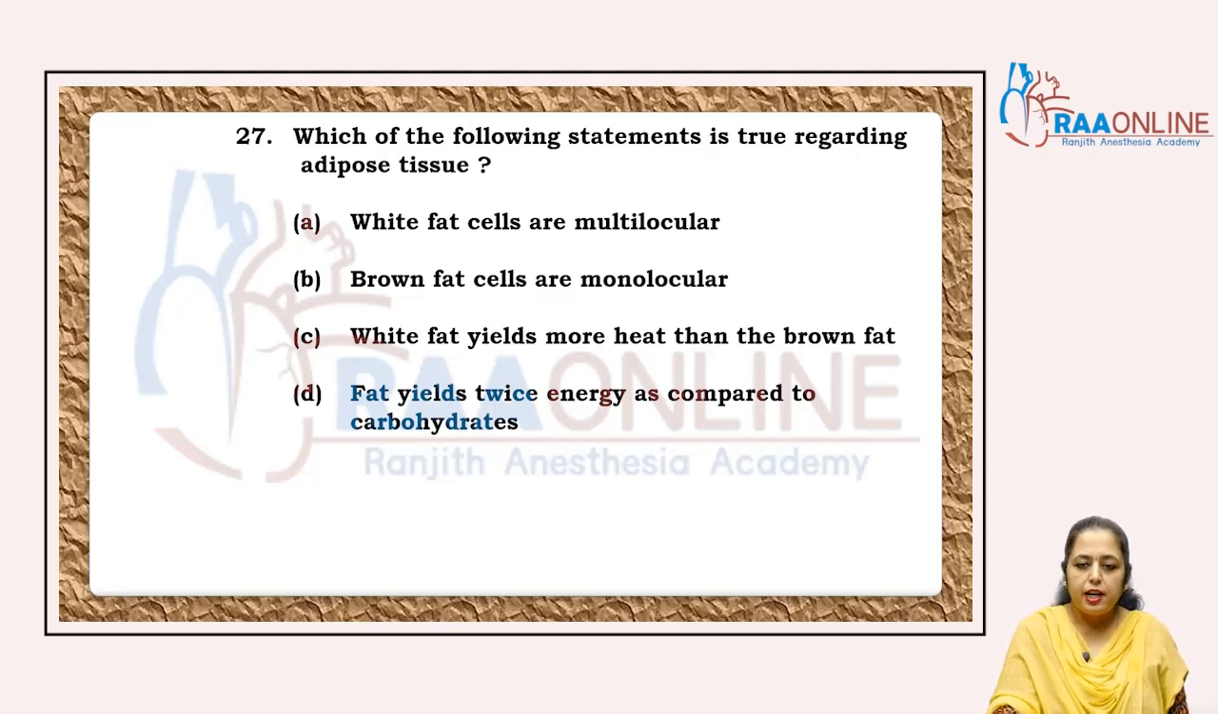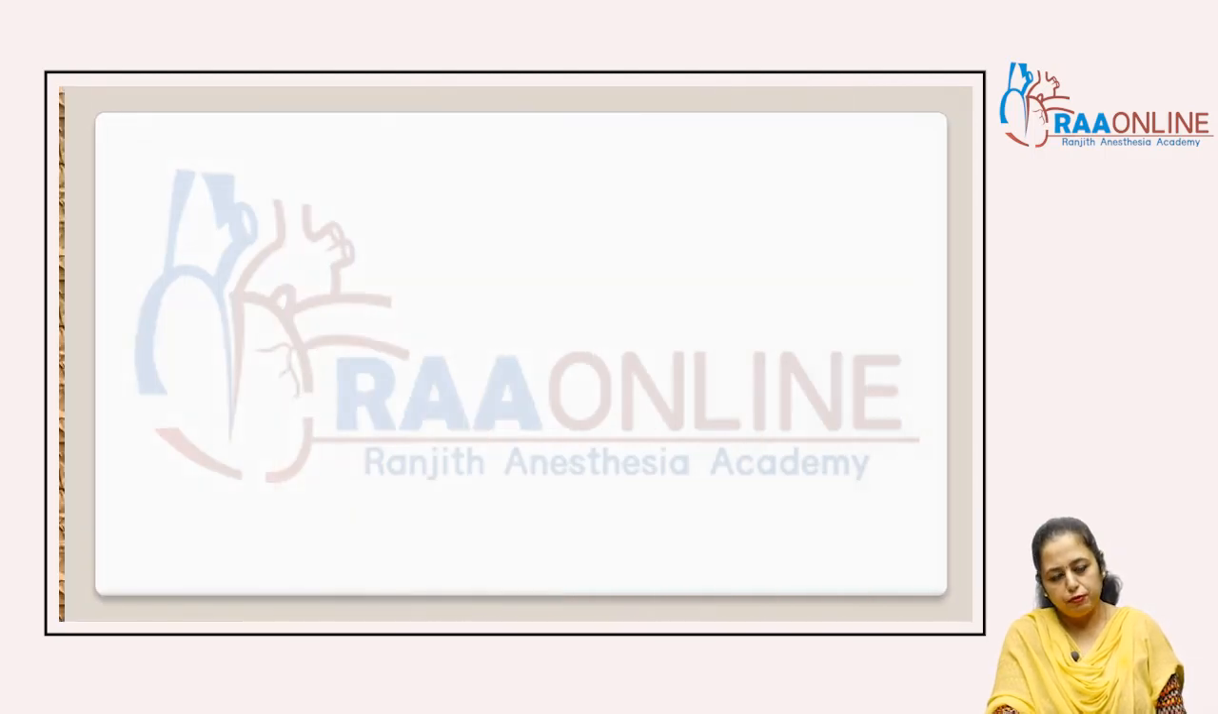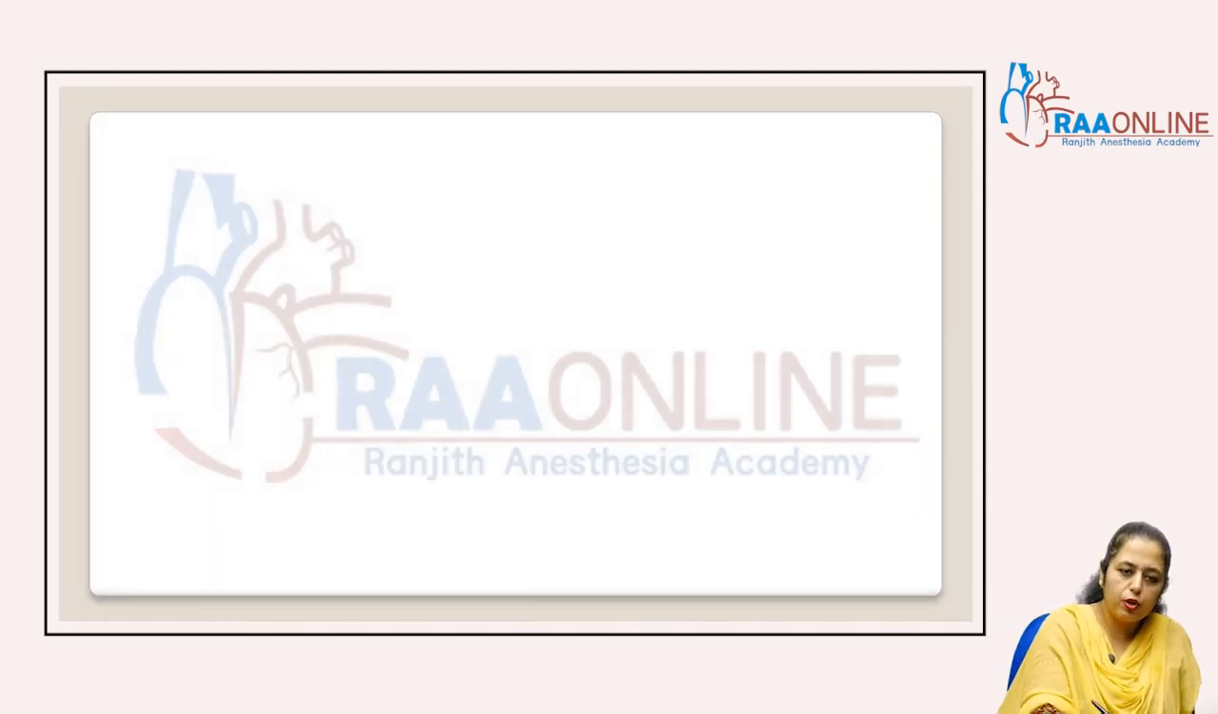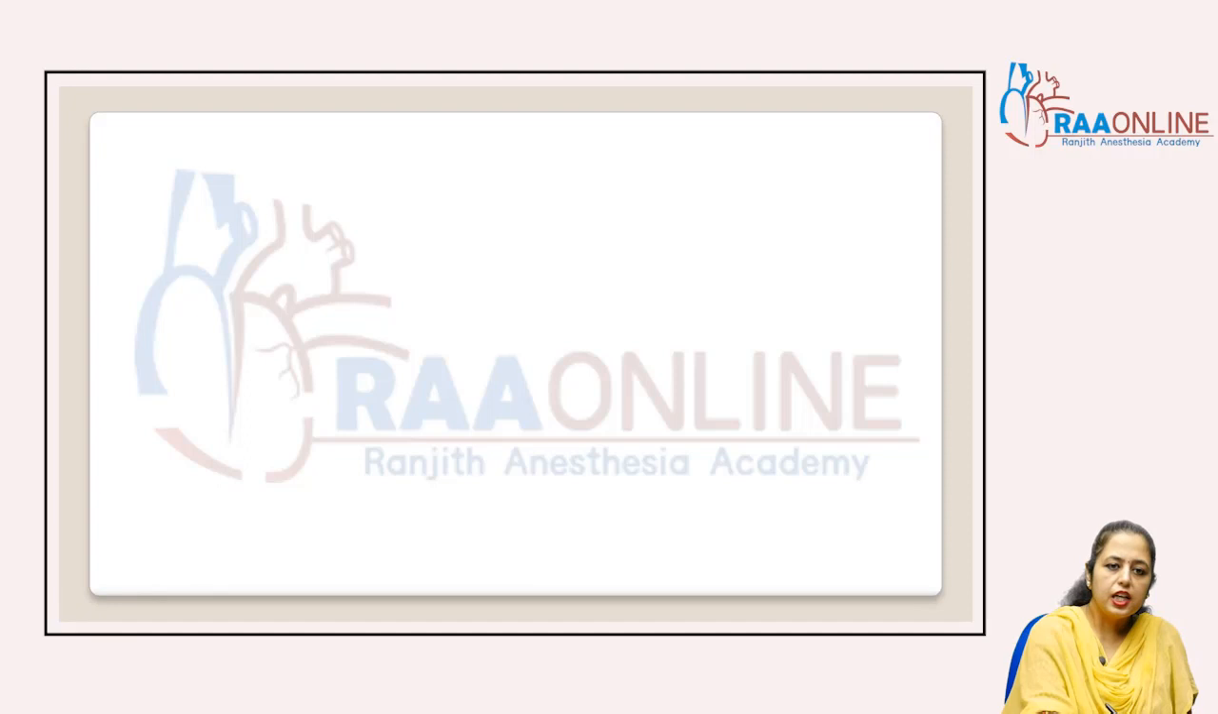White fat cells and brown fat cells. When we talk about the two types of adipose tissue, the first is white adipose tissue. In white adipose tissue there is a large single fat droplet. As this fat globule increases, what will happen?